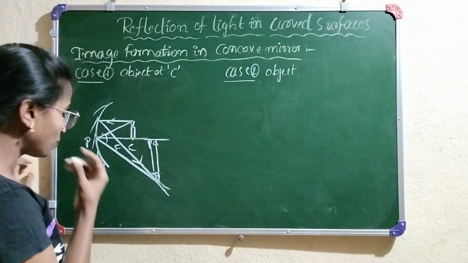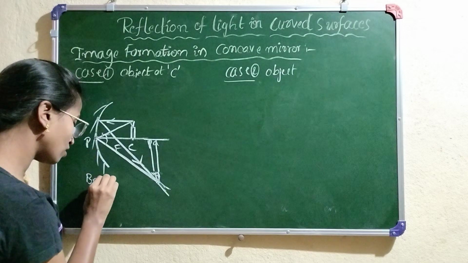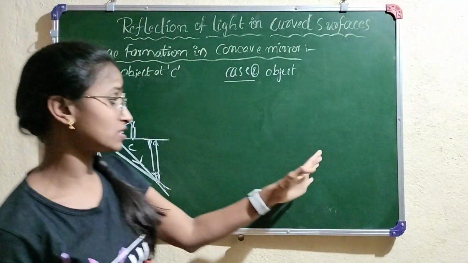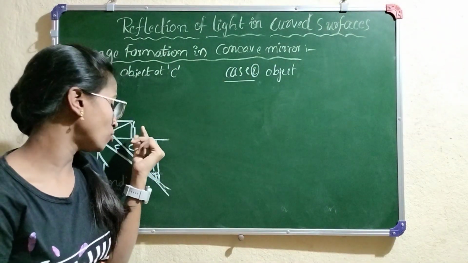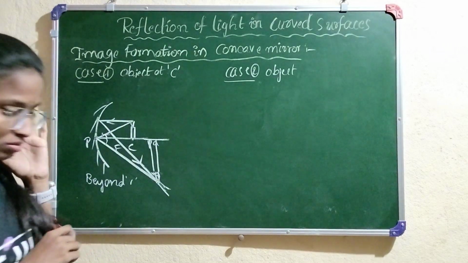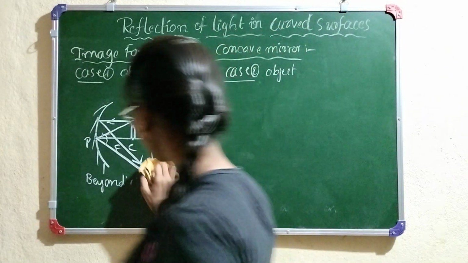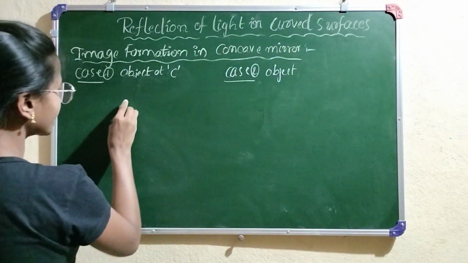So we'll see the properties of the image, where the image is forming beyond C. If you observe in the previous case, sorry, I erased. If you observe in the previous case, if you are keeping the object beyond C and the image is forming, I'm so sorry. Object at C.